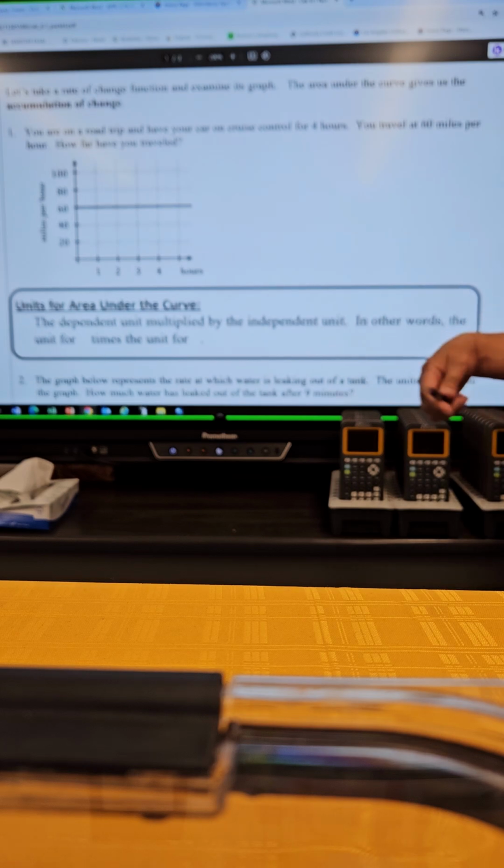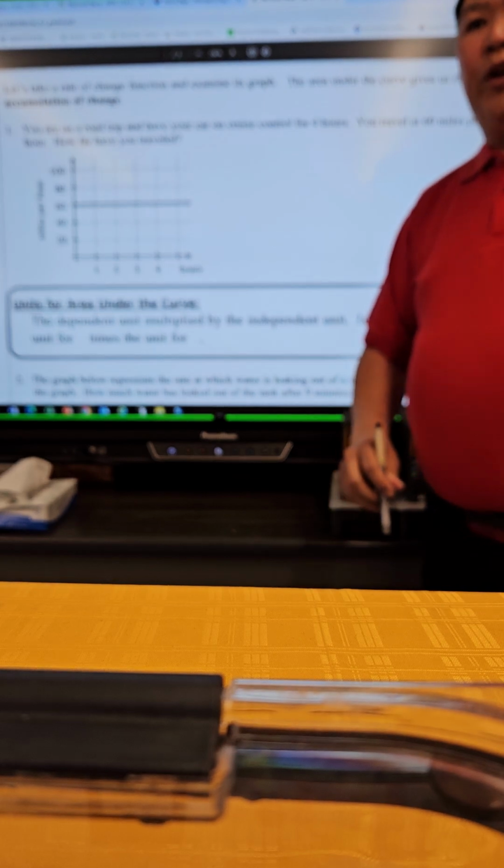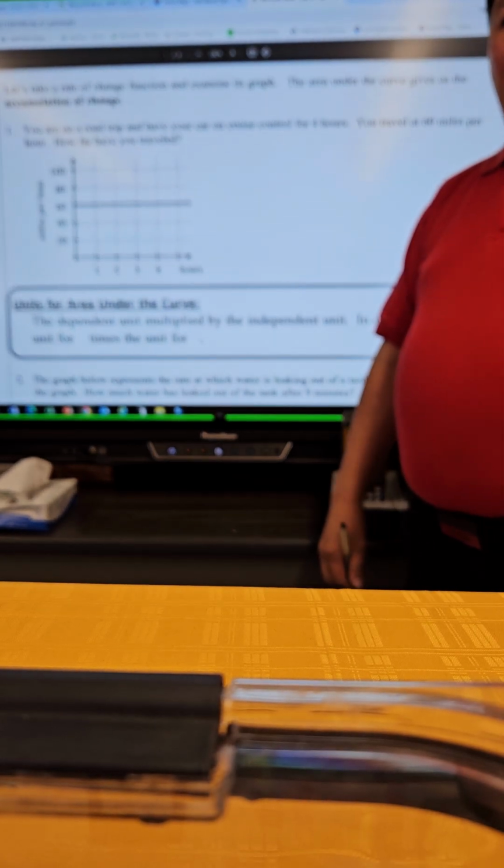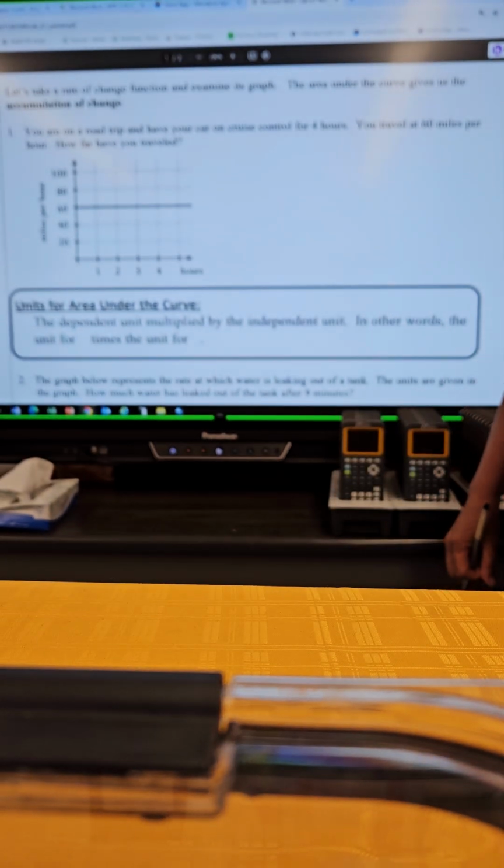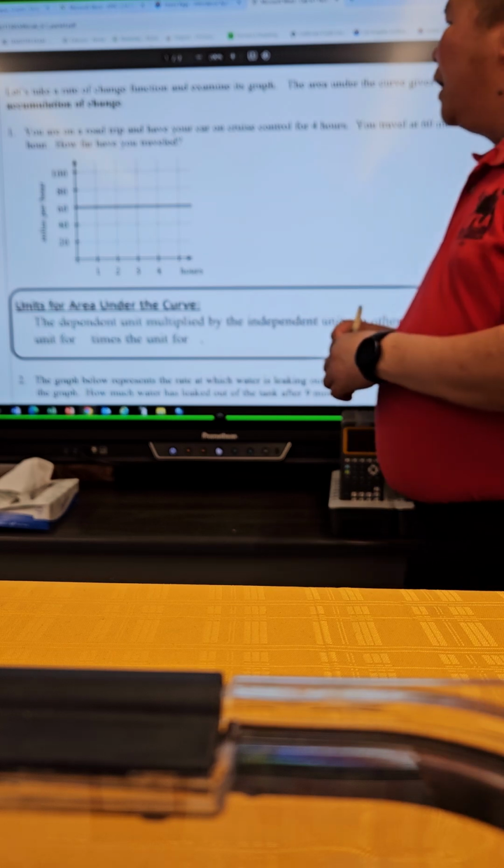Danny, can you read the problem for me, please? Okay. Let's take a rate of change function and examine its graph. The area under the curve gives us the accumulation of change. You are on a road trip and have your car on cruise control for 4 hours, traveling at 60 miles per hour. How far have you traveled?